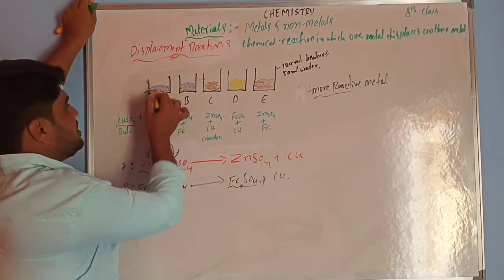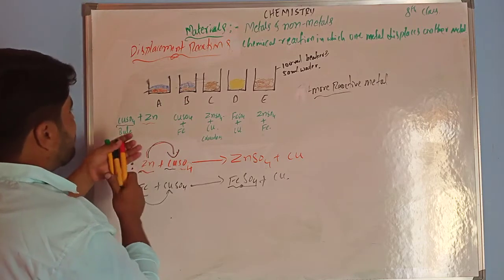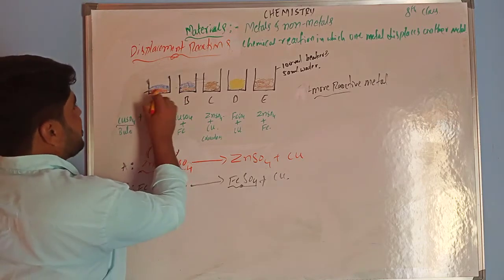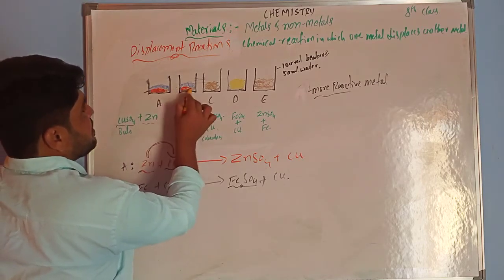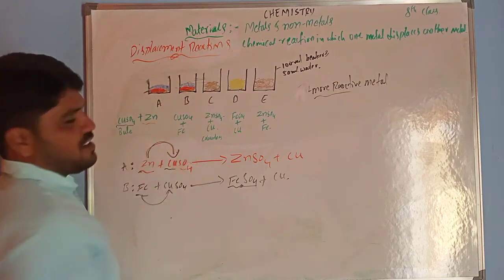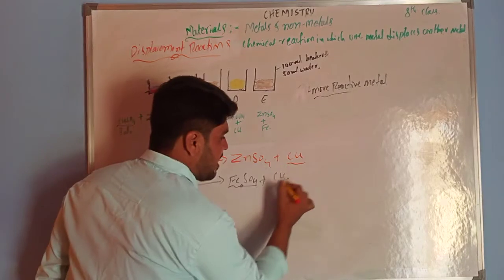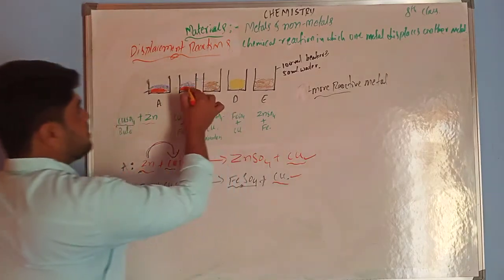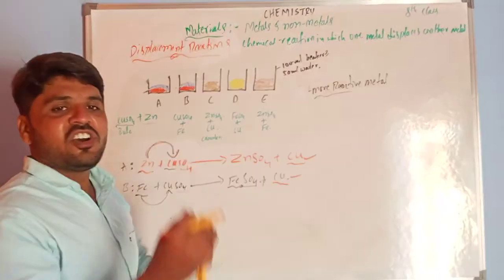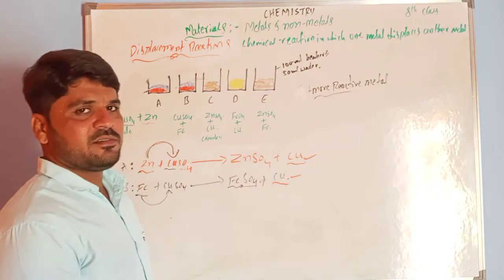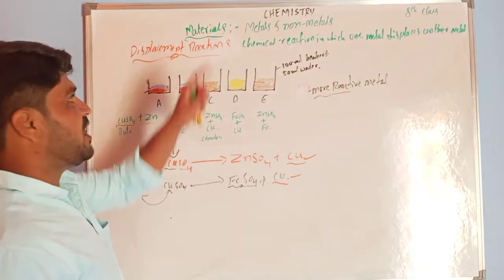It will change into a red colored powder. The red colored powder settles at the bottom. This red colored powder at the bottom we call copper. The blue color fades or disappears. So this is what a displacement reaction is.